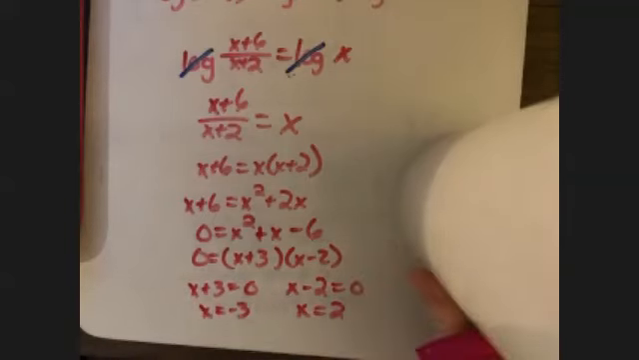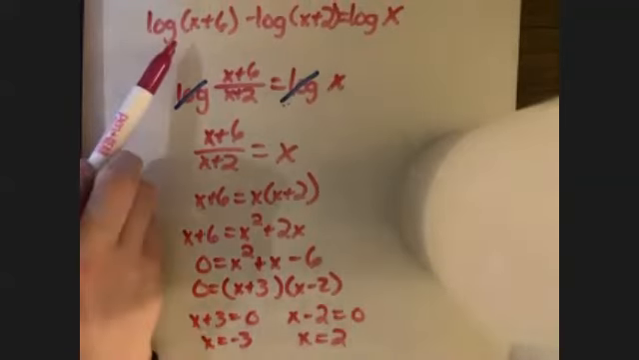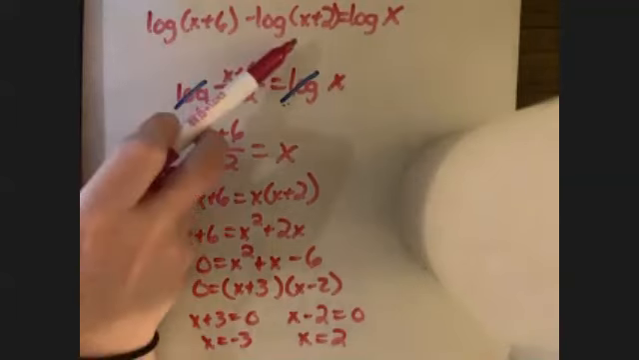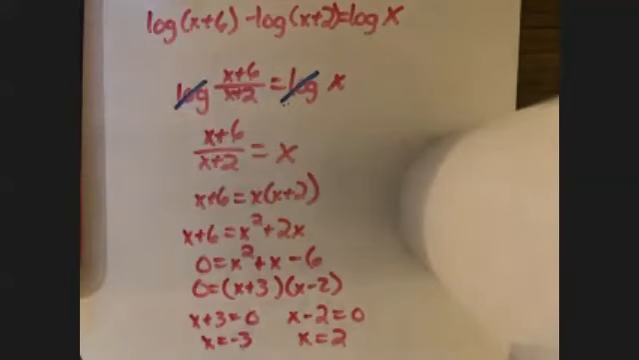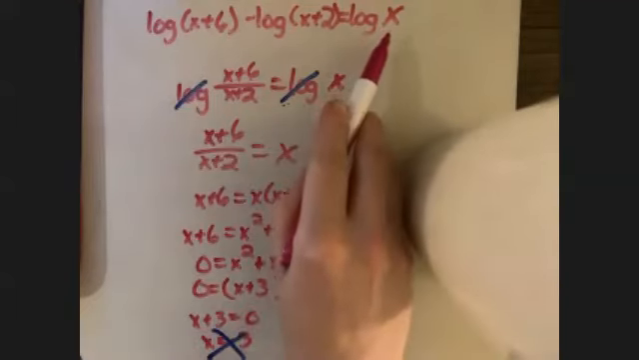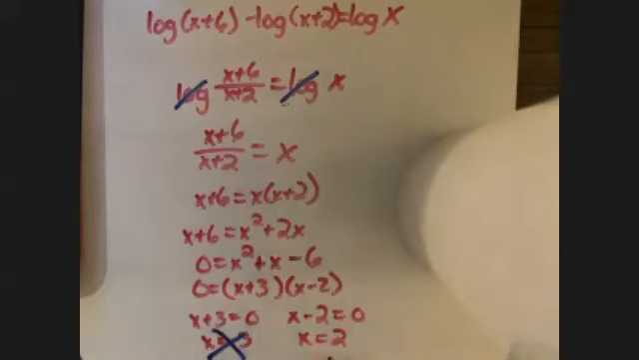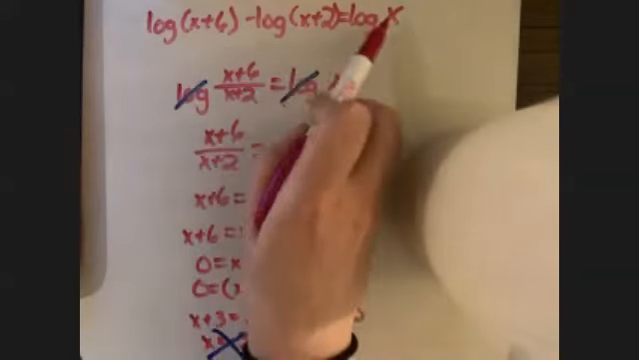Now if I bump back up and we check this stuff in, negative 3 plus 6 is 3. We're good with that. Negative 3 plus 2 is negative 1. That's out. Also if I plugged it over here, that's negative 3. You cannot take the log of a negative number. So now then 2 plus 6 is 8. That's fine. 2 plus 2 is 4. That's good. And 2 is over here.